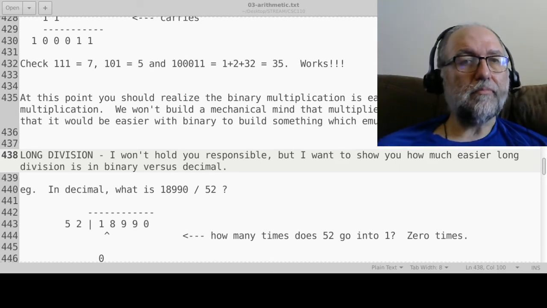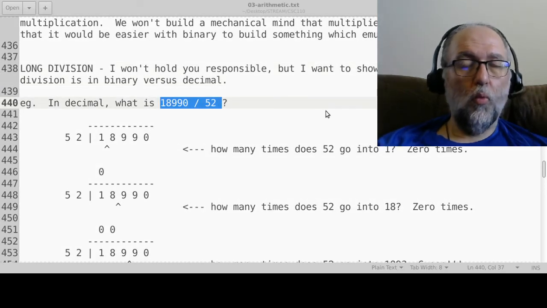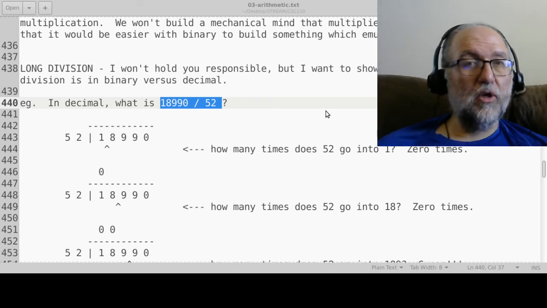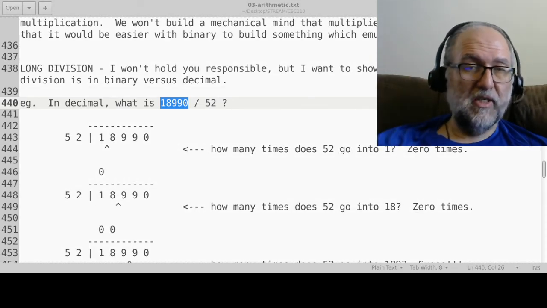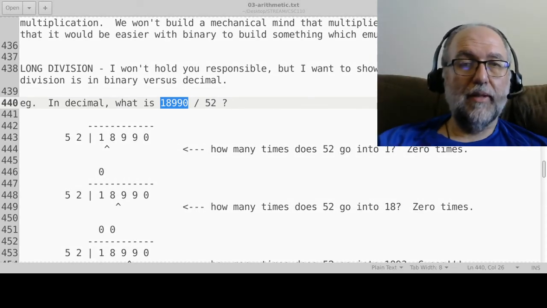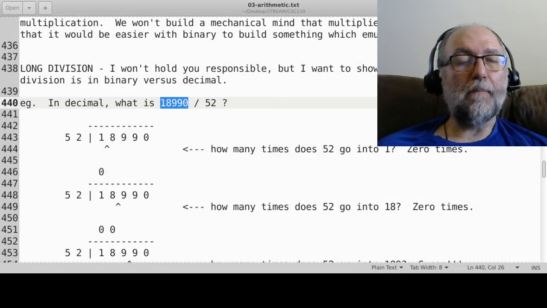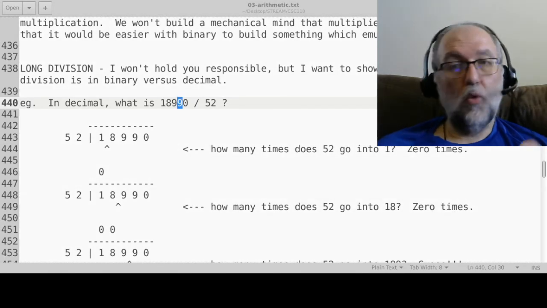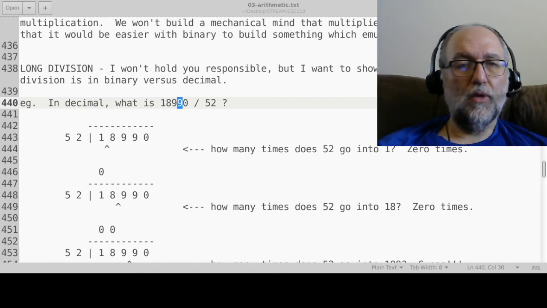Okay, so let's take a look here. We're going to do this long division here. So what is 18,990 divided by 52? That's similar to one that we did before, where we did the multiplication of 365 times 52, but there we got the answer 18,980. Here I purposely put 90, because I don't want the two to divide evenly into one another. I want to show you how the remainder works.